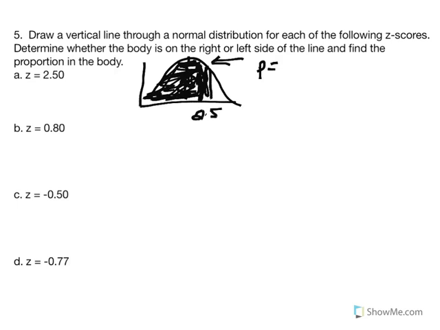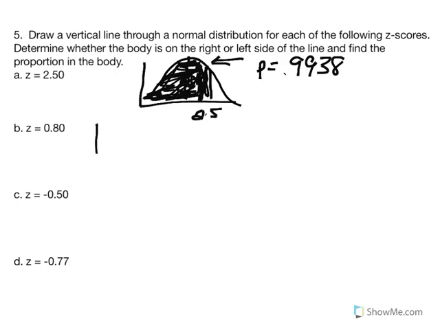Okay, so given our unit normal table, we found that the probability is equal to 0.9938. Another way to think of it is that 99.38% of the distribution is represented by z-scores below a positive z-score of 2.5.